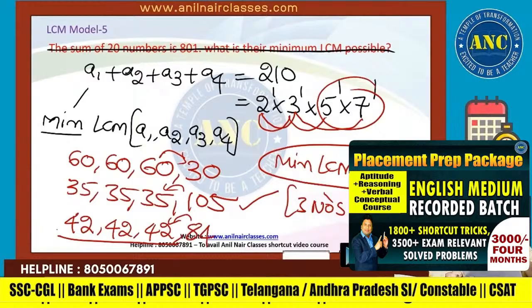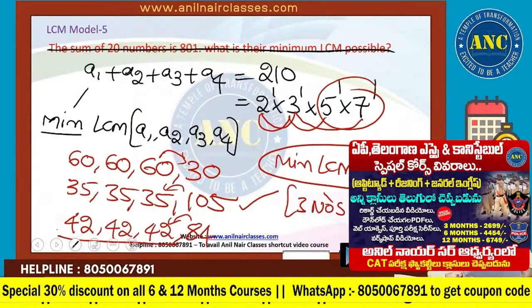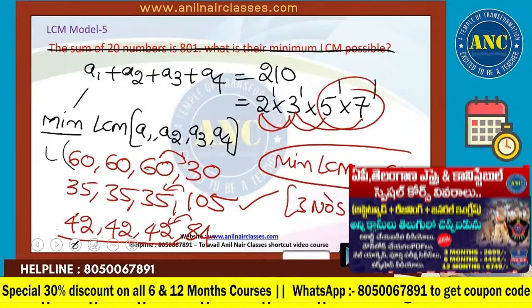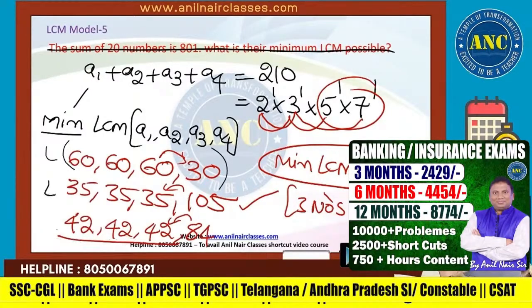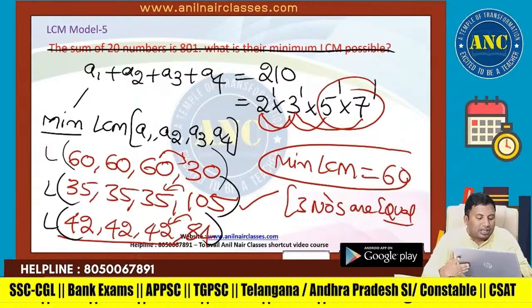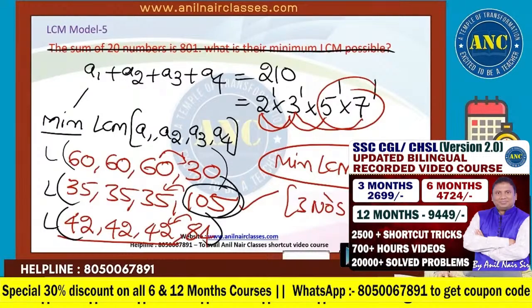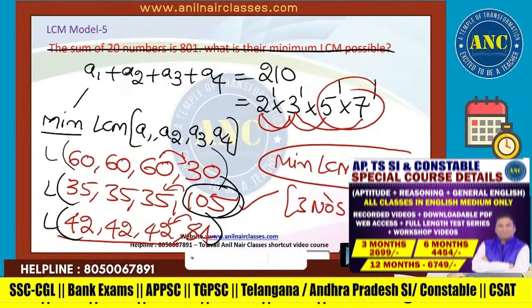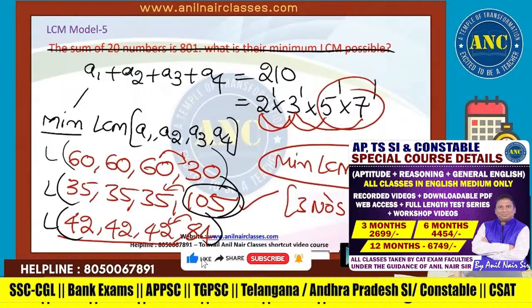No, Ram, what you are calculating is wrong. The question is the LCM of all the numbers. LCM of 35 and 105 is 105. LCM of 30 and 60 is 60. LCM of 42 and 84 is 84. I hope the logic is clear.